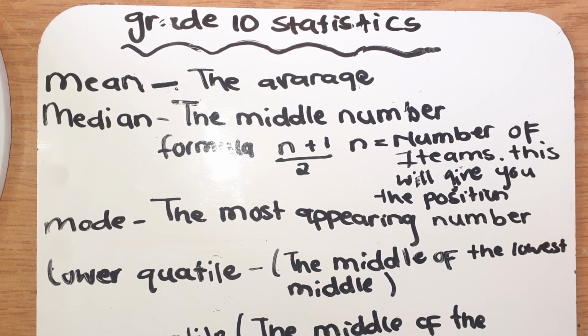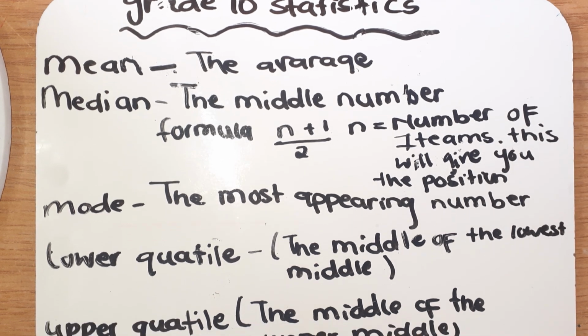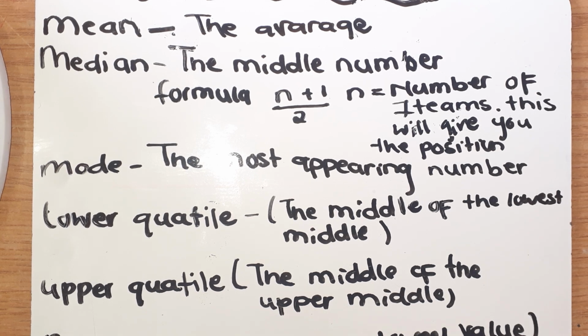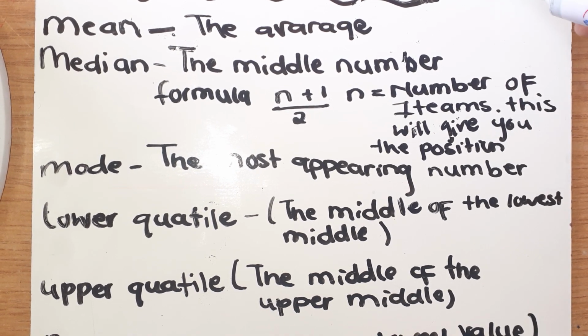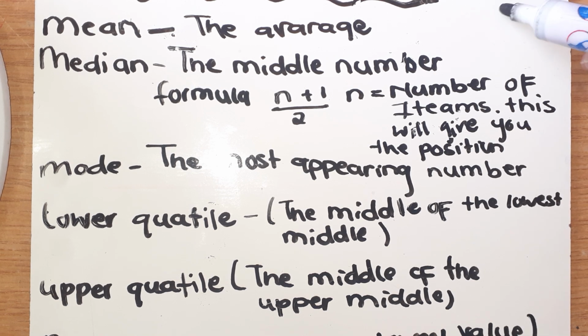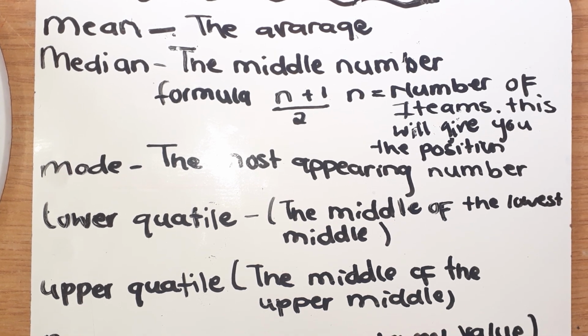So without wasting any more of your time, let's get right into it. In statistics, you need to know what a mean is. A mean is the average. So if you are given a set of 10 numbers, you add those numbers and divide by their total, which is 10. That is the mean, the average.